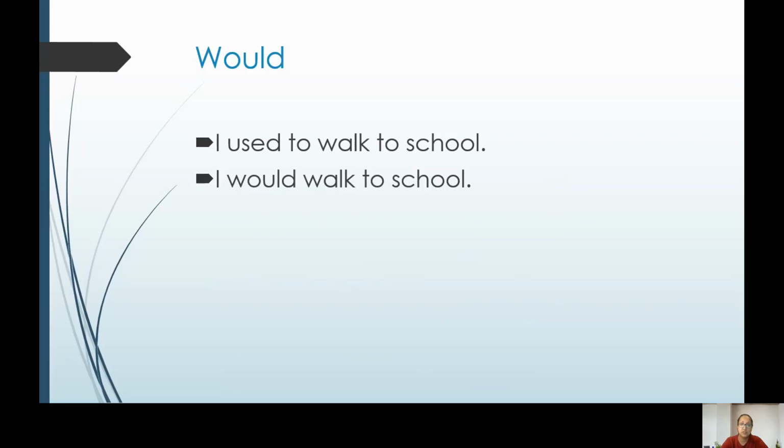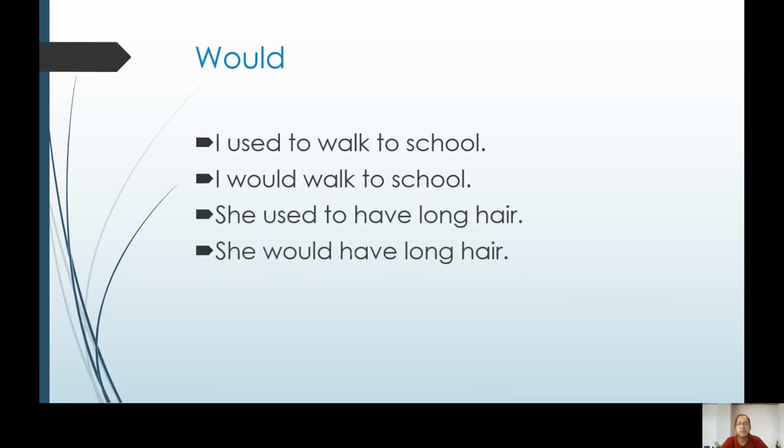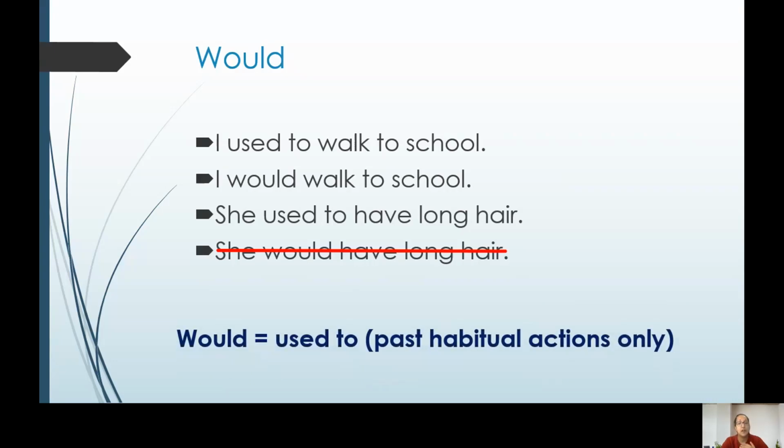Would, in some ways, is quite similar to used to. I used to walk to school. I would walk to school. She used to have long hair. She would have long hair. No, not right. So we use would to talk about habits in the past only. So used to, we can talk about regular past actions and past states. Would is only for regular past actions.